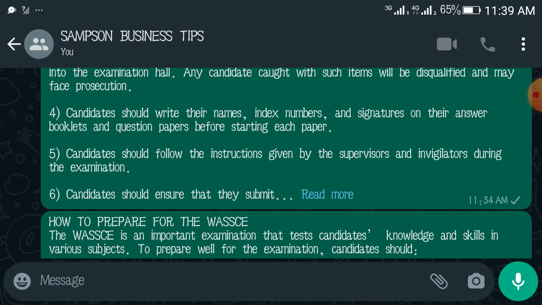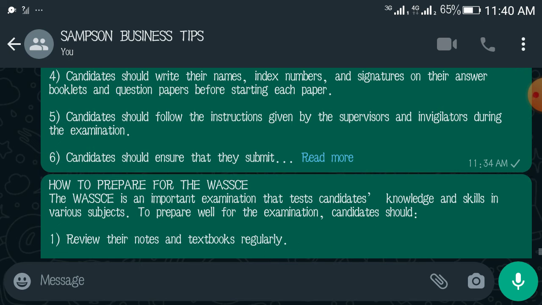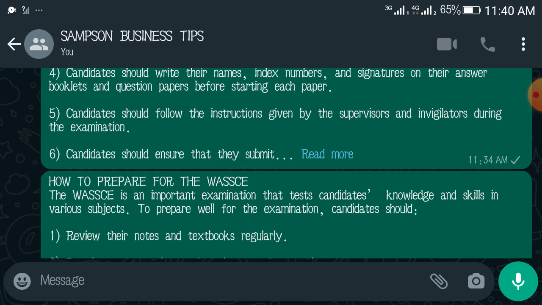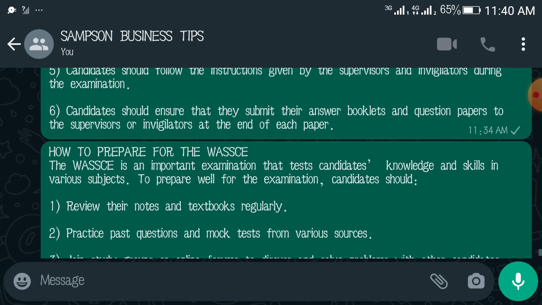Number 4, write your name, index number, signature, all your registration number, clearly on your answer sheet and your examination paper. Number 5, follow instructions of the supervisor and the invigilator during the exam. If they say stand up, stand up. If they say sit, sit. Then before you begin to answer, always find out the instruction on the question.